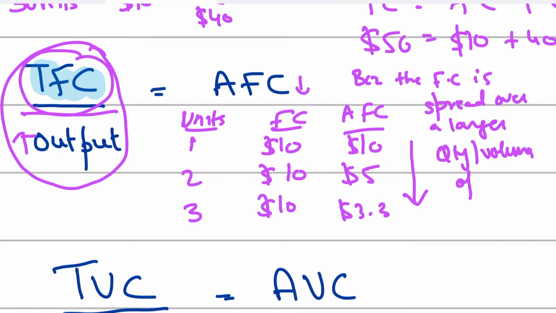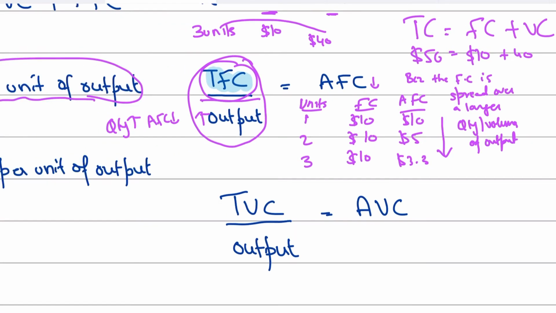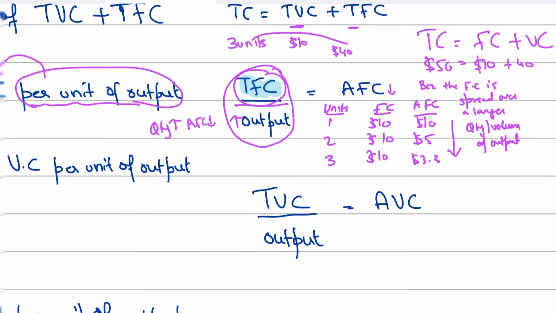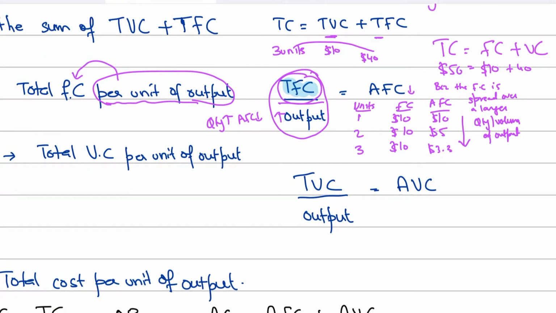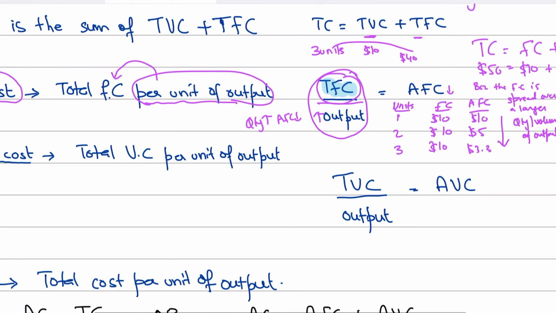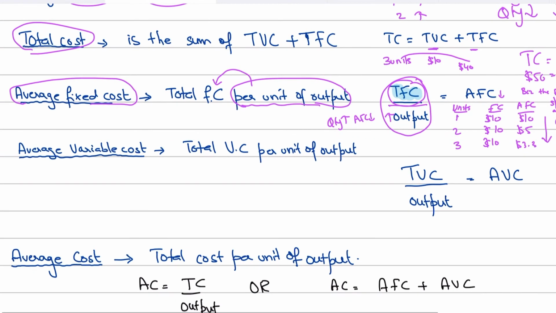So basically, as you increase your units, the same fixed cost is spread over a higher volume of units of output, and that is why your average fixed cost declines, since the numerator is constant and it's being divided by a denominator with constantly increasing value.